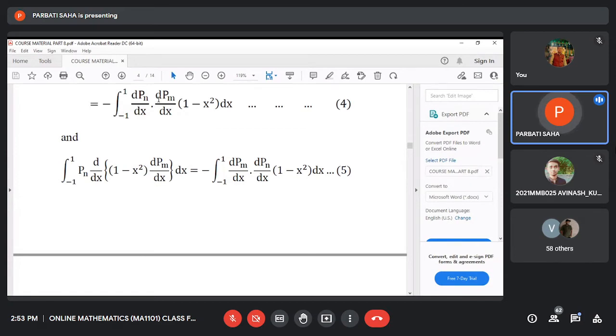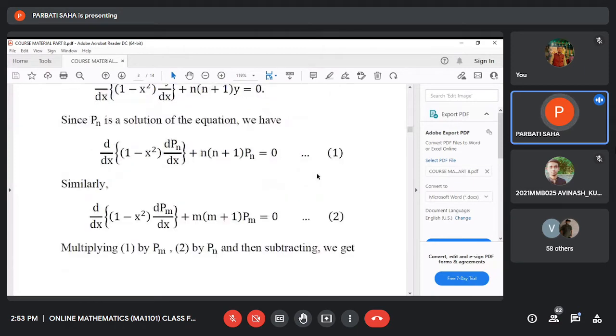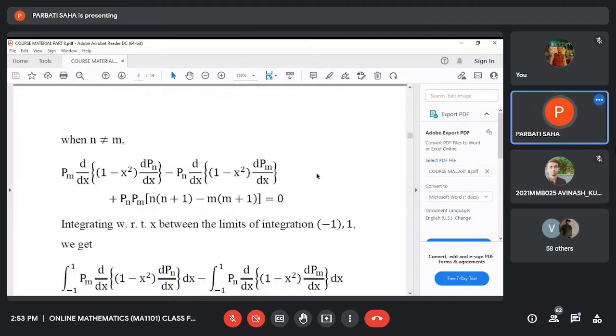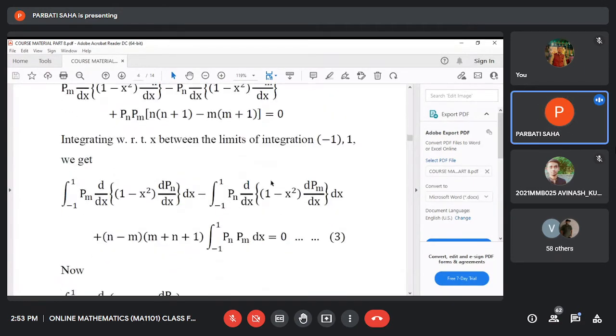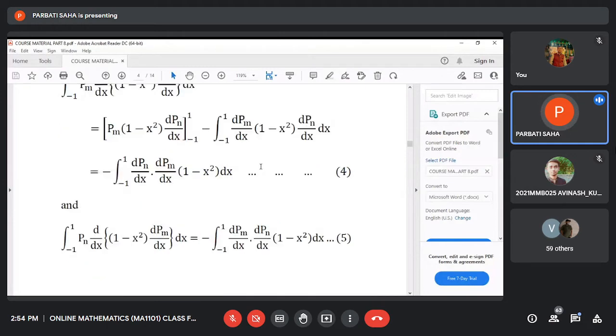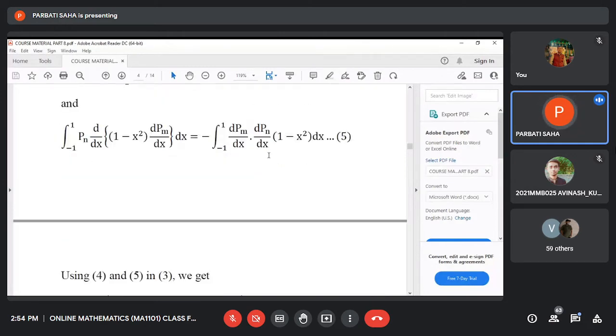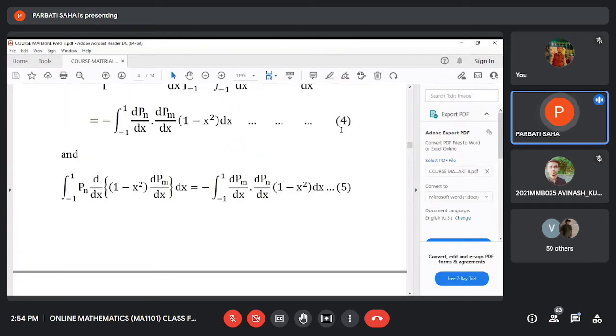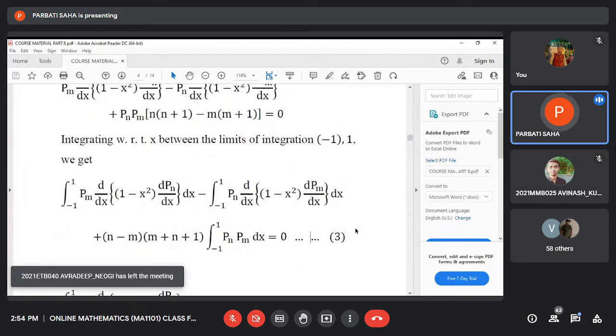We interchange m and n in 4 to obtain 5, because when we compare the first and second terms, we observe that only m and n have been interchanged. So by interchanging m and n, we can obtain the value of the second integral without computing it separately. Now use these values, that means 4 and 5 should be used in 3.